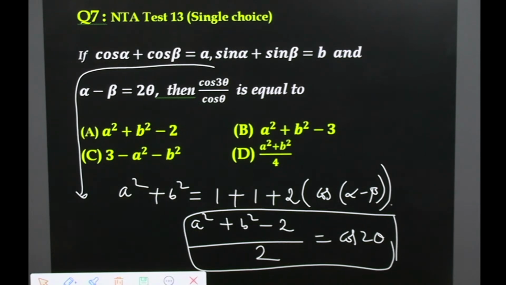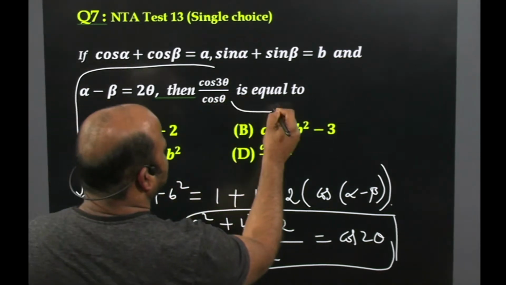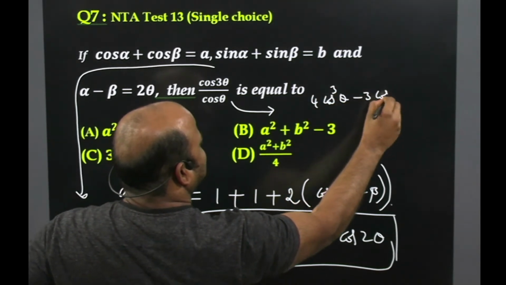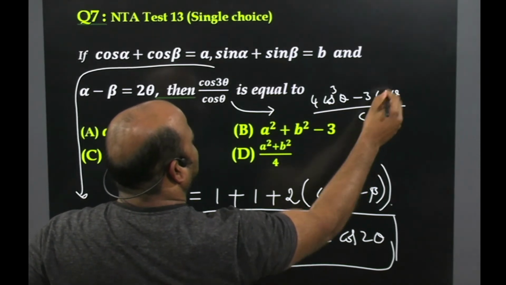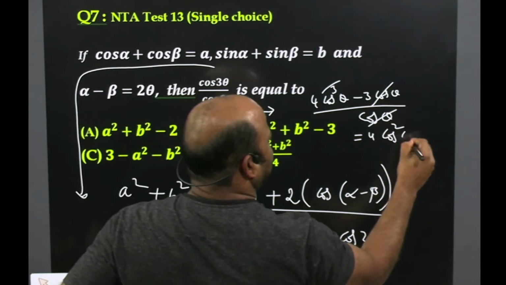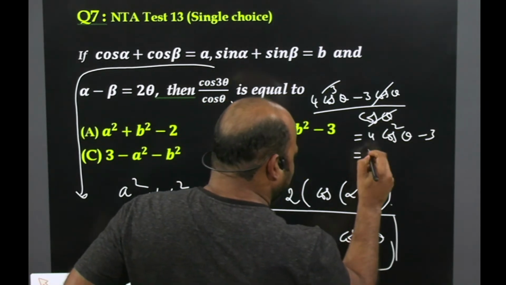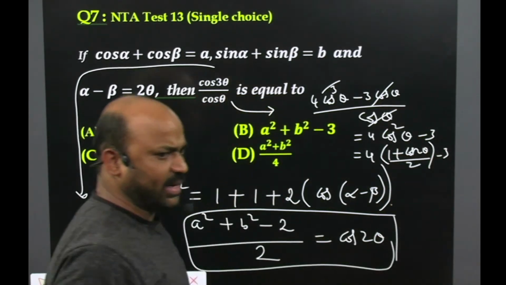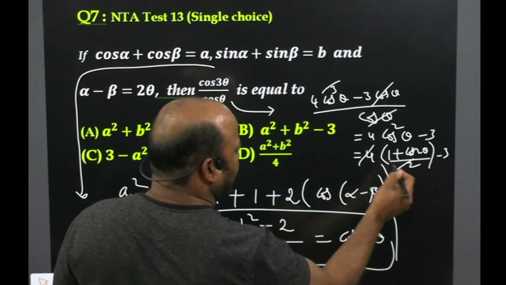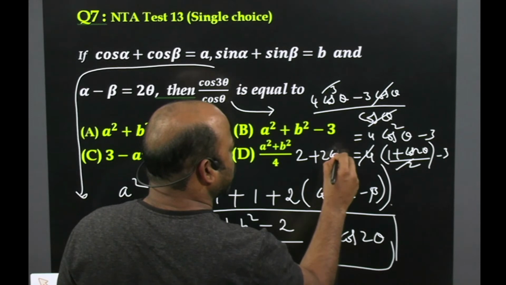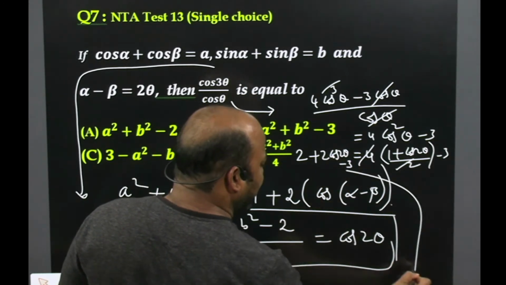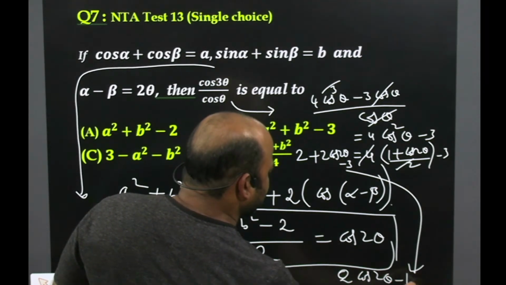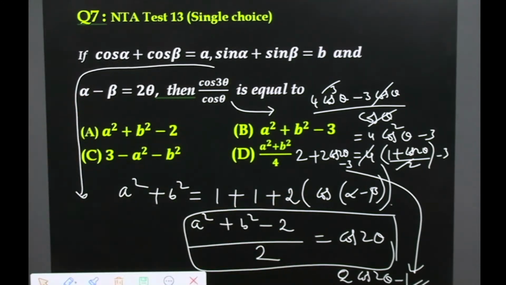No doubt. But what is this fellow? This fellow is nothing but cos cube formula is 4 cos cube theta minus 3 cos theta by cos theta. When I cut it, I'll get it as 4 cos square theta minus 3. Nothing but 4 into 1 plus cos 2 theta by 2 minus 3. Clear? When I cut this fellow, I will get it as 2 plus 2 cos 2 theta minus 3. Finally, what I am getting? Can you say? 2 cos 2 theta minus 1 I am getting. You know cos 2 theta, you just put there, you will get answer.